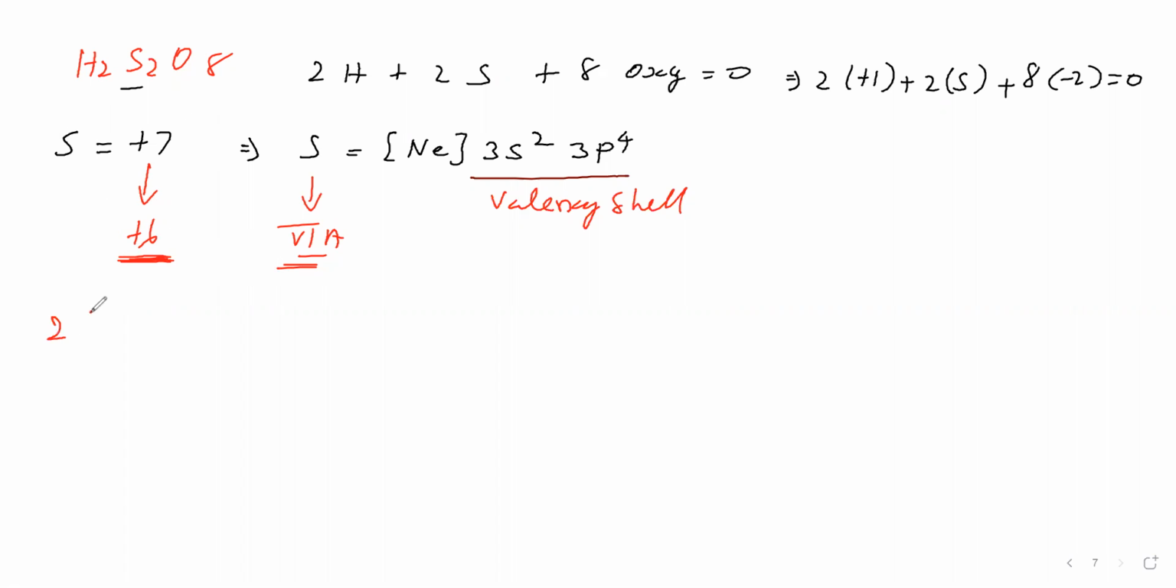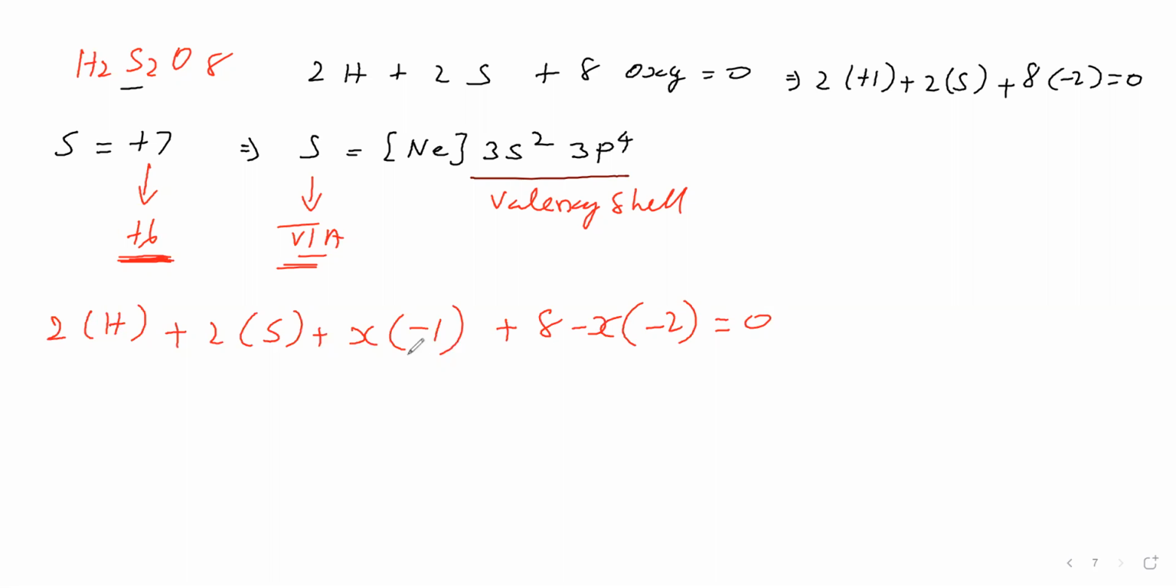Okay, so 2 hydrogens we will write, 2 sulfurs we will write. X times oxygen carrying -1, and 8 minus X times oxygen carrying -2, equal to 0. Total charge is 0. So hydrogen will give +1, sulfur will give +6, then -1 for oxygen. How many oxygens carry -1? X times.